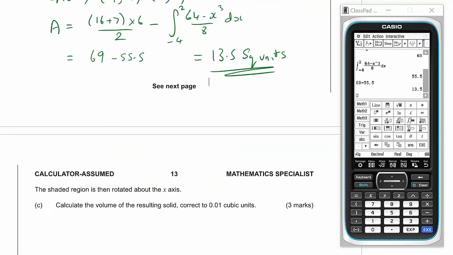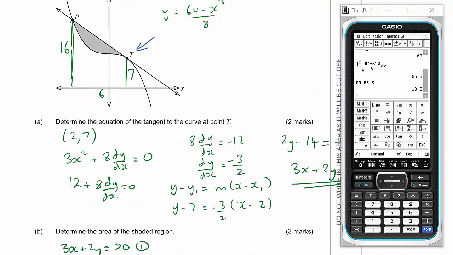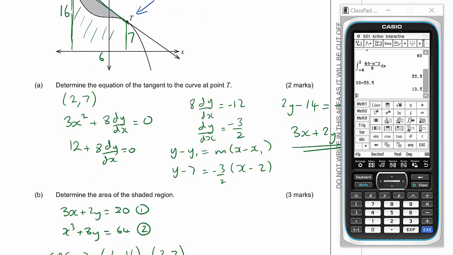The shaded region is then rotated about the x-axis. Calculate the volume of the resulting solid, correct to 0.01 cubic units. So the volume is going to be pi times the integral, it's going around the x-axis, so it will be y squared dx, and that would be for the line, take away pi times the integral of y squared dx for the curve. So in other words, we're rotating this whole thing around, and then we're going to cut off the bit that you get from rotating that around.